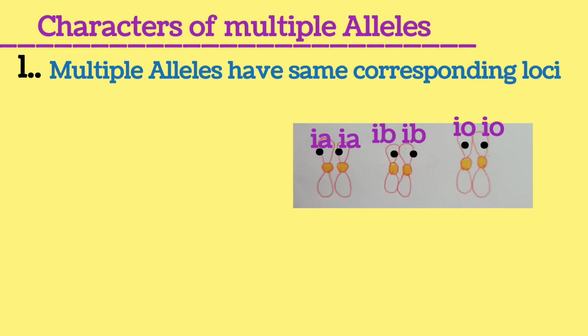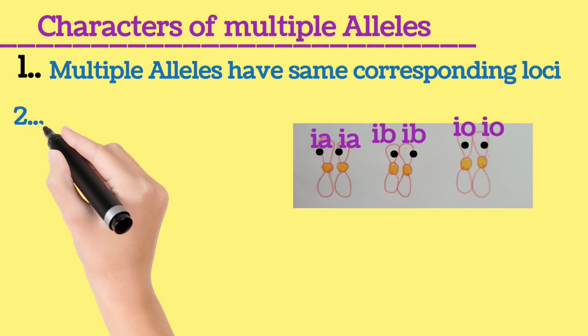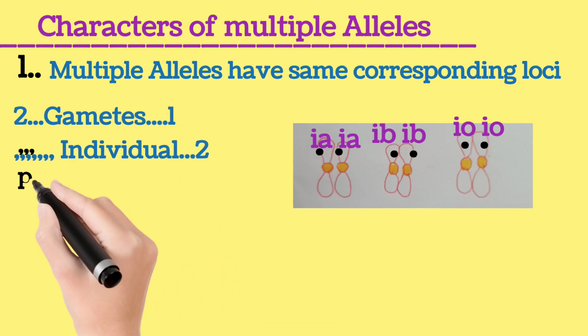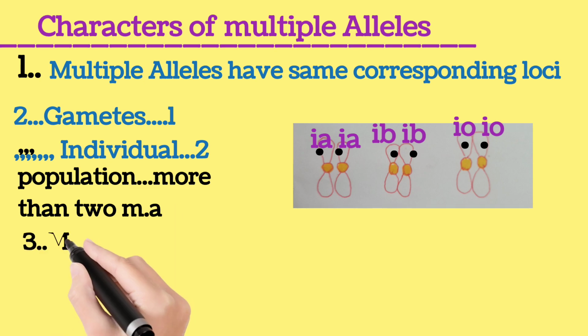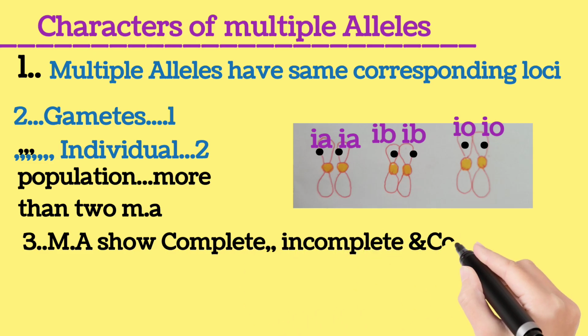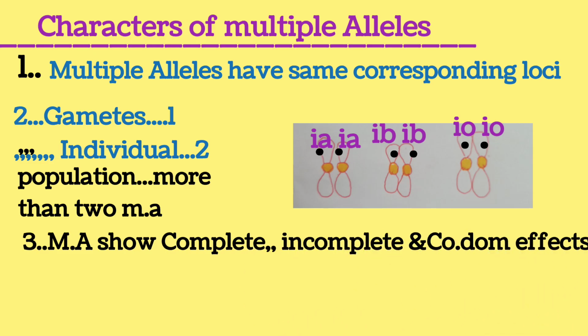Now coming to the second very important character: according to the diagrammatic representation, a gamete has one allele, an individual two, and a population contains more than two multiple alleles. Now the third point: multiple alleles show complete dominance, incomplete dominance, and codominance effects. We can explain these points in examples in a detailed manner.